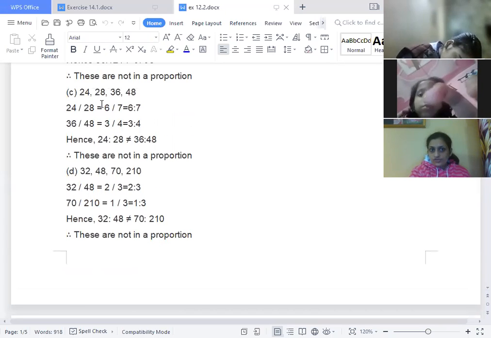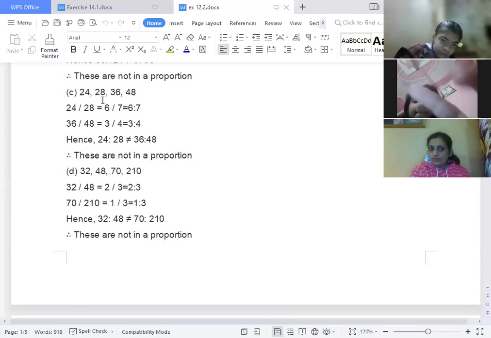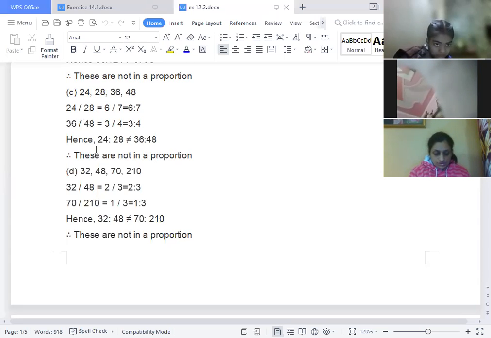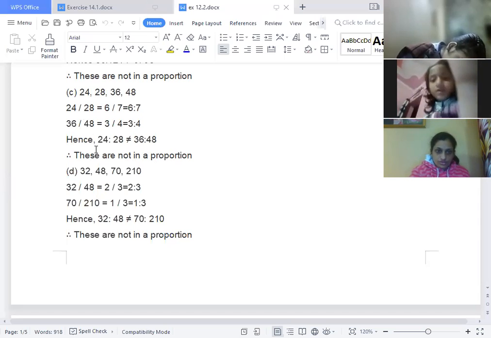Beta, here also we are following the same rule, 24/28. Cut 24 and 28 with the same table. 36 and 48 with the same table. Both numerator and denominator will be cut with the same table. It goes in the table of 4. This goes in the table of 12. Clear?